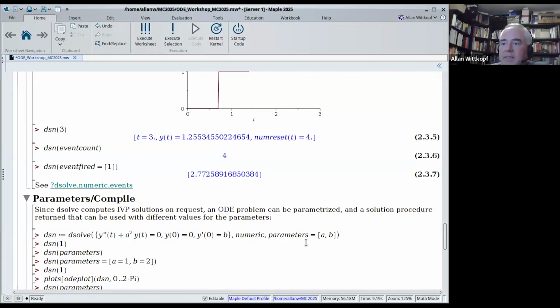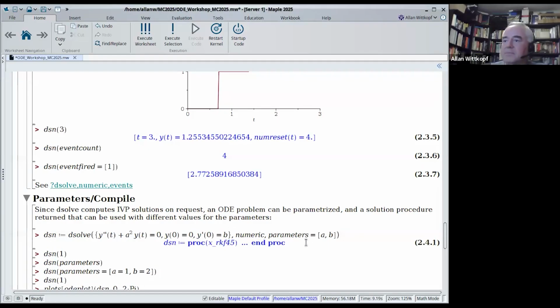We can, in this case, set up a problem. This is just the simple harmonic oscillator again, but now we're adding a variable for the frequency. And we're going to also parameterize the initial slope of the solution. And we just declare parameters here, A and B, as our parameters, and ask for a solution, and we get this back. Okay.